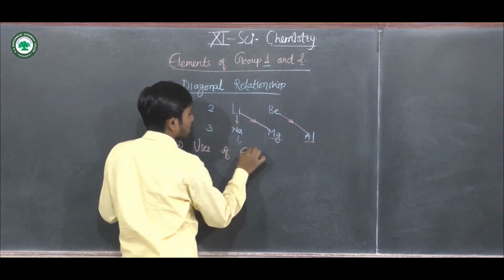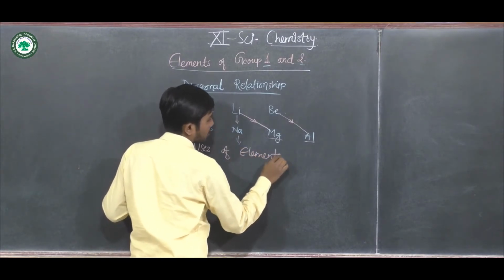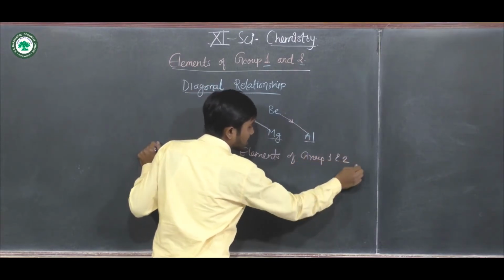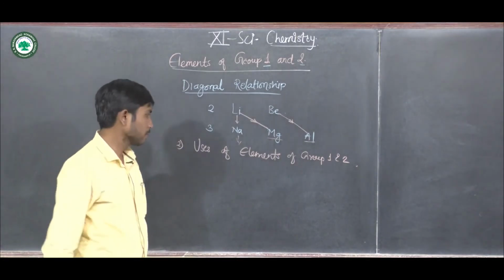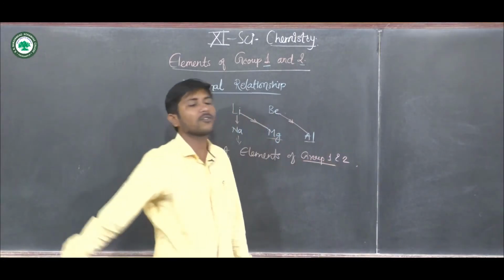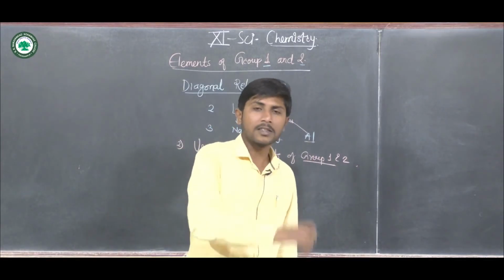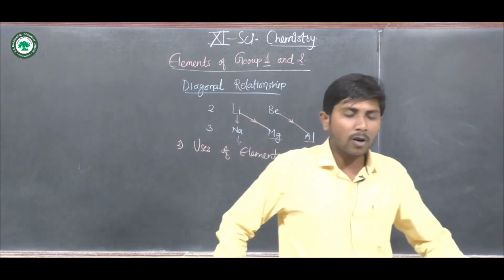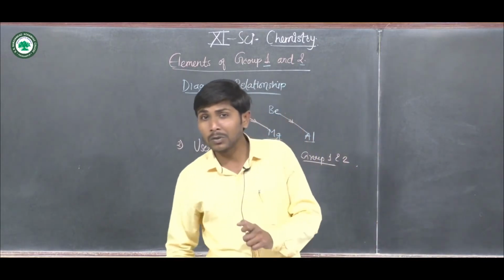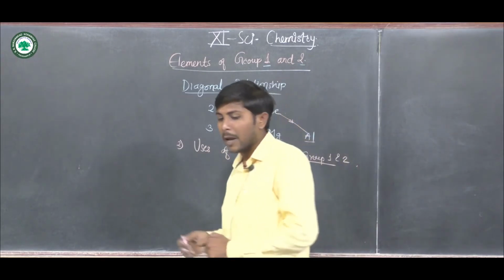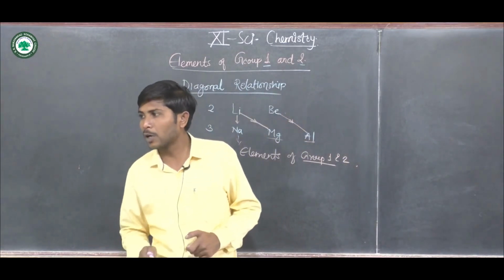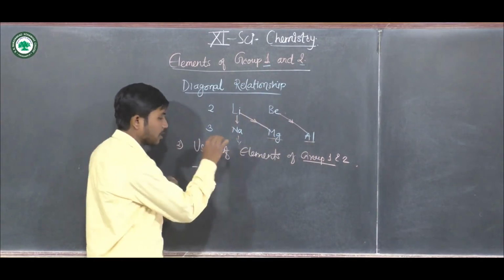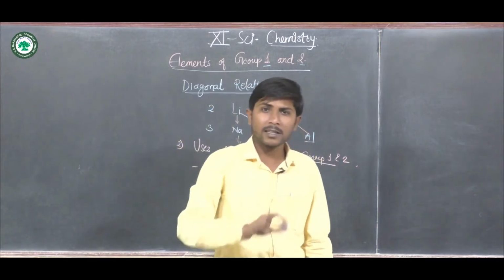Now, the uses of elements of group first and second. What are the uses? Let's see one by one. For group first, the very first element is lithium, which is generally used for preparation of long life batteries, which are used in clocks, computers, and many digital watches. The digital batteries are made up from lithium. Again, the second element is sodium.